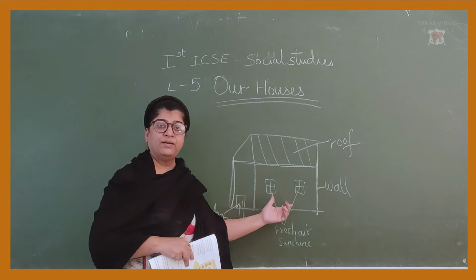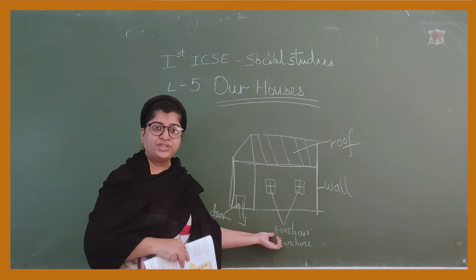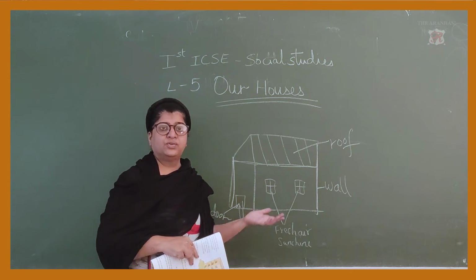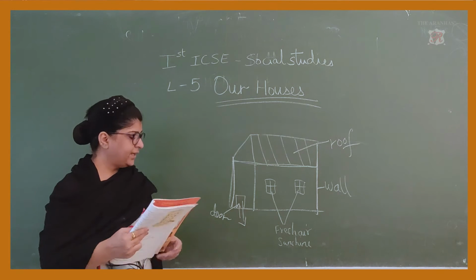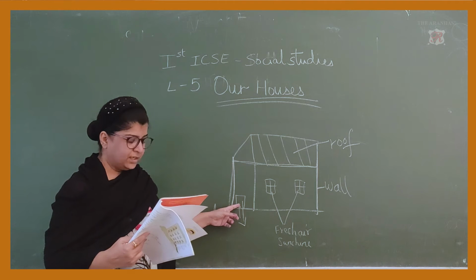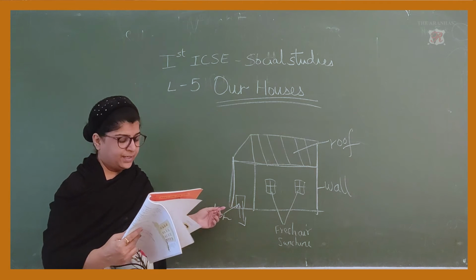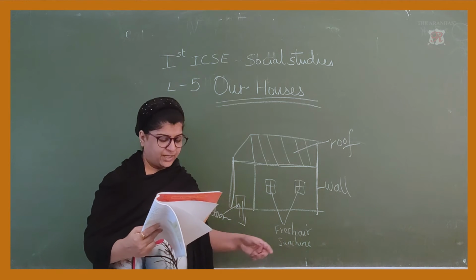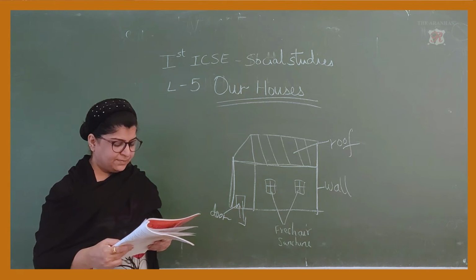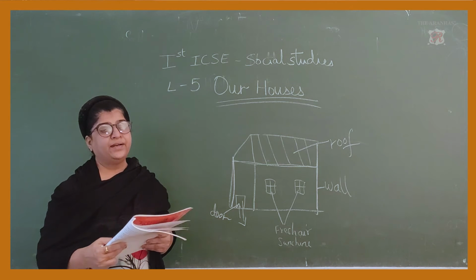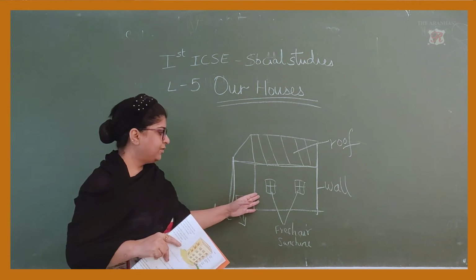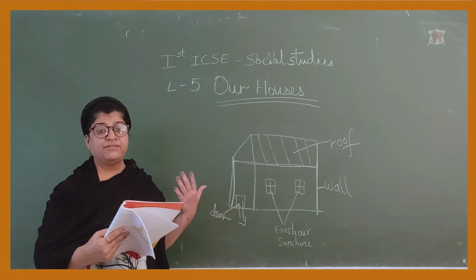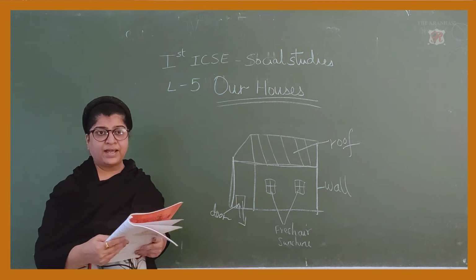Why are the windows required? To get the fresh air inside the house and for the sun to come inside so that it can be brighter. So we enter the house through doors, and the windows let in fresh air and sunshine. This keeps our house airy and dry. With the help of windows, what happens? The house is airy. Airy means you can feel very fresh, and it is dry.